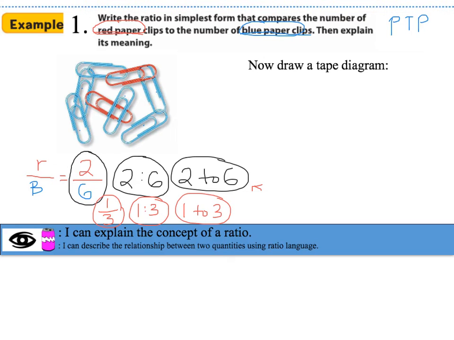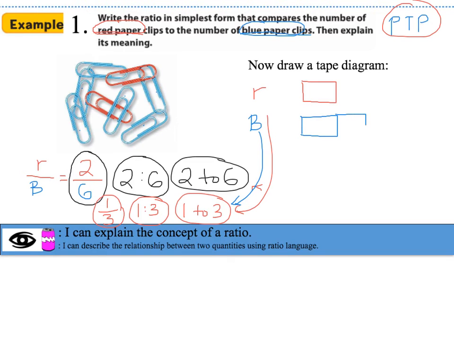Alright, so now that we've done that, let's go ahead and draw ourselves a tape diagram. We know that this is a part-to-part ratio because we already identified that. So our part-to-part ratio is going to have red on the top. And looking at my reduced ratio now, it says that I have 1 red box. So that's what I'm going to draw. And then our second ratio is blue. And I have 3 of them. So here's 1. Trying to keep them all the same. Here's the second one. And here's the third one. So that would be a tape diagram for this part-to-part ratio.